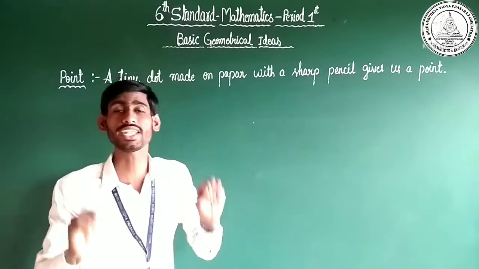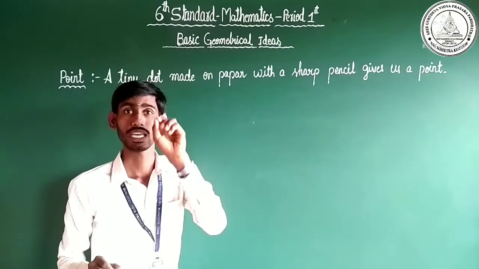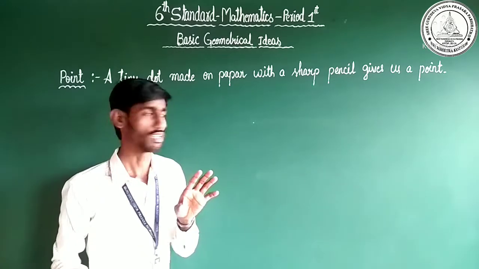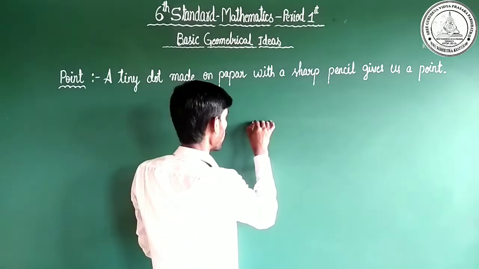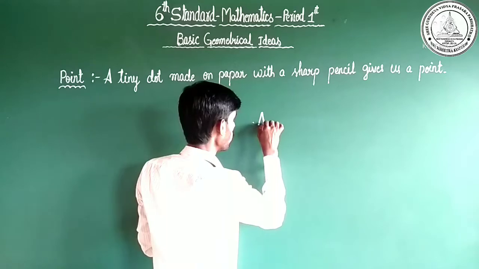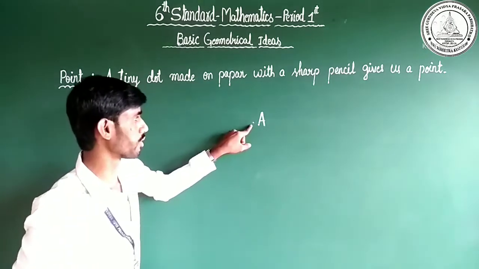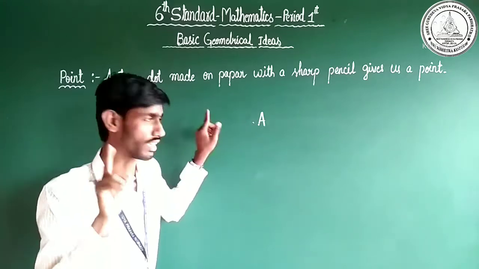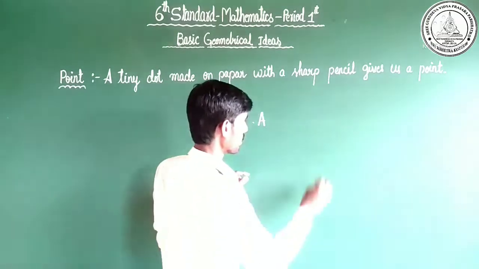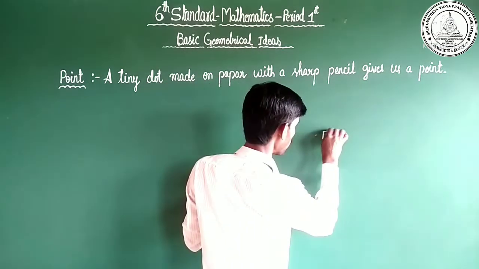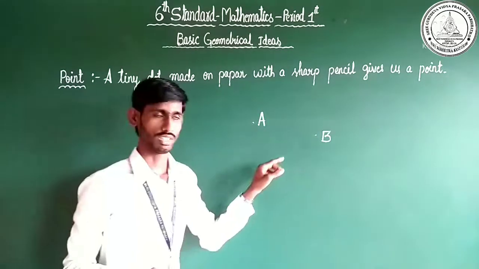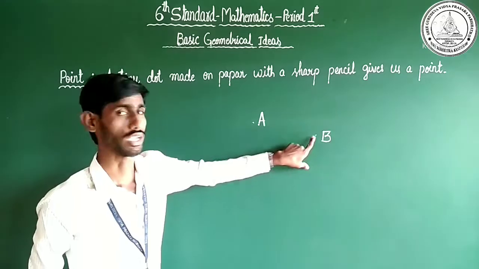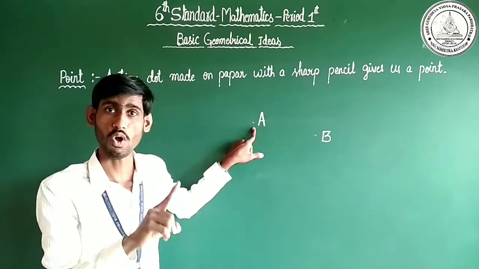And also a point can be represented by English capital letters A, B, C, D, any letter. I'll choose A. What is the name of the point? The name of the point is A. Let us choose another point. This is B. The name of the point is B. It can be read as point B. It can be read as point A.